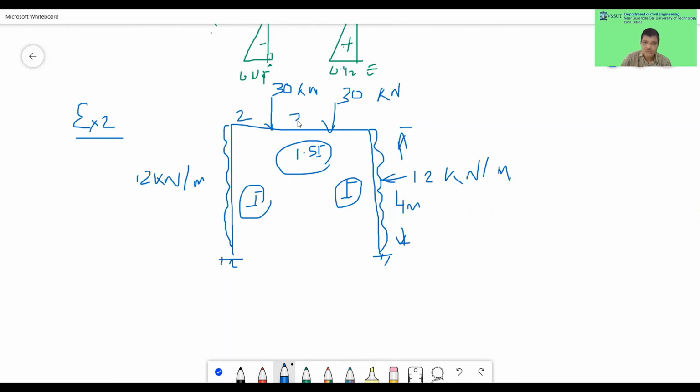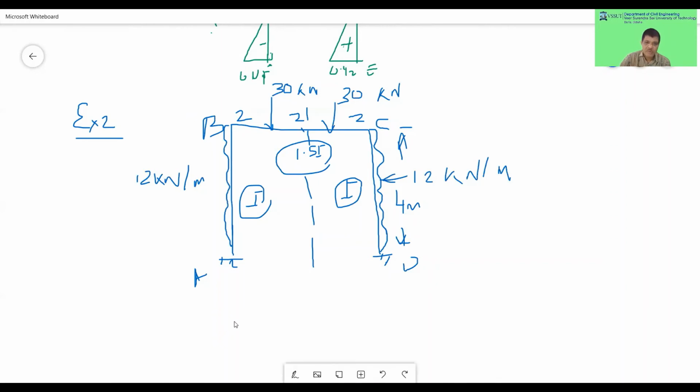Now this problem will not sway. Why will it not sway? Just see it. It will not sway because if you look from the center, you will see both sides are symmetrical in loading as well as symmetrical in the geometry. So there will be no sway in this case. So this is a non-sway problem.